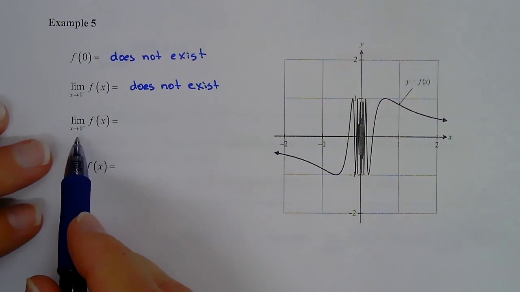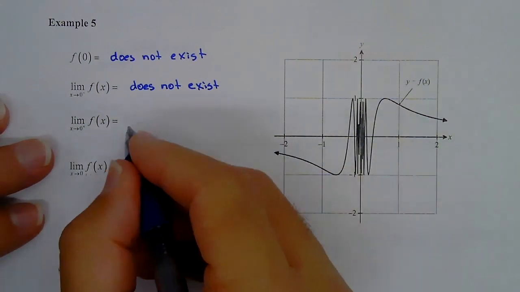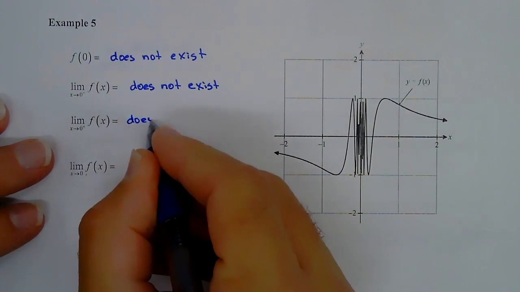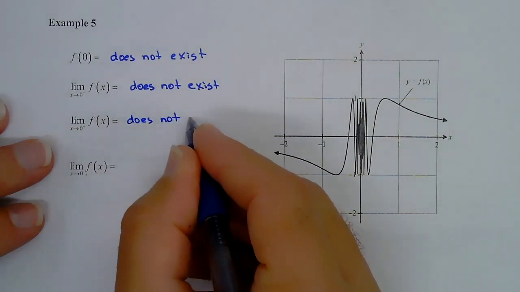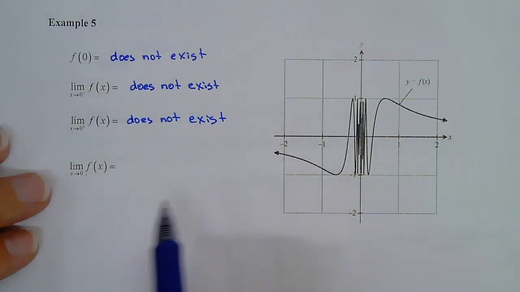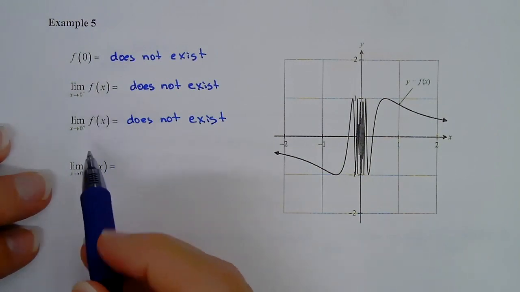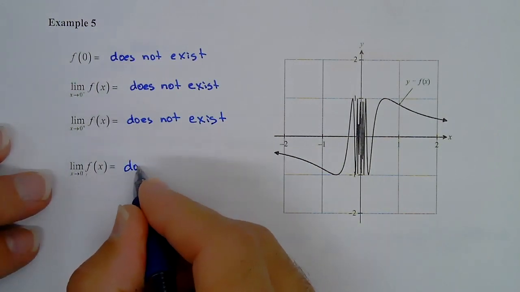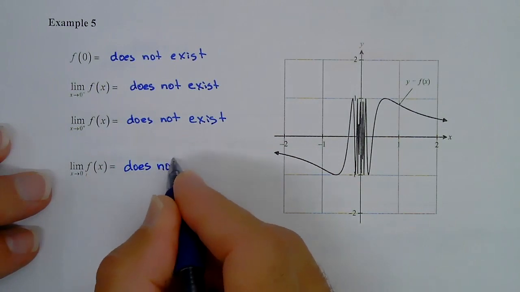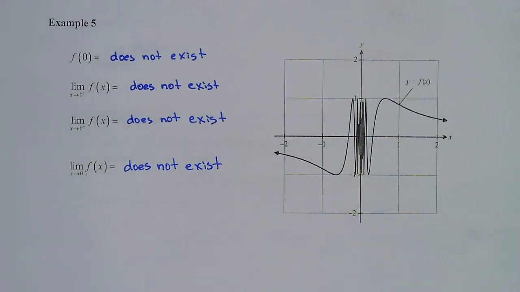How about the limit as x approaches 0 from the right? From the right, it's just bouncing up and down, so this one does not exist. And then the limit, well, neither one of these exists, so this one can't exist if these aren't the same. So we say it does not exist. And so that's how we do limits graphically.